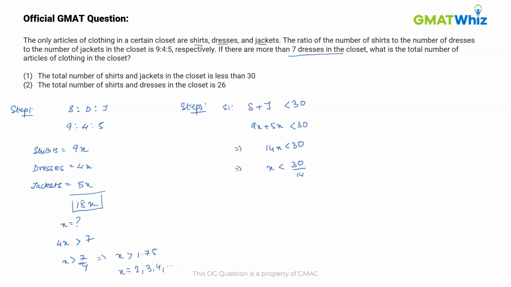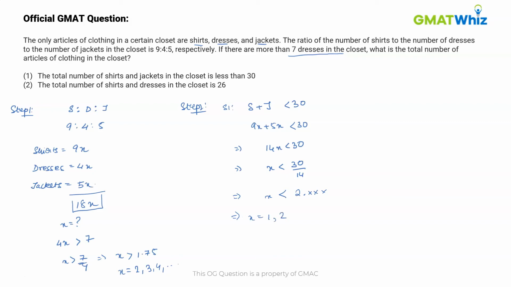Now, you do not need to convert this into a decimal and find the value, since we need to know only the integer part of 30 by 14. Now 14 times 2 is 28, so we will get 2 point something. Therefore, the values that x can take are 1 and 2.